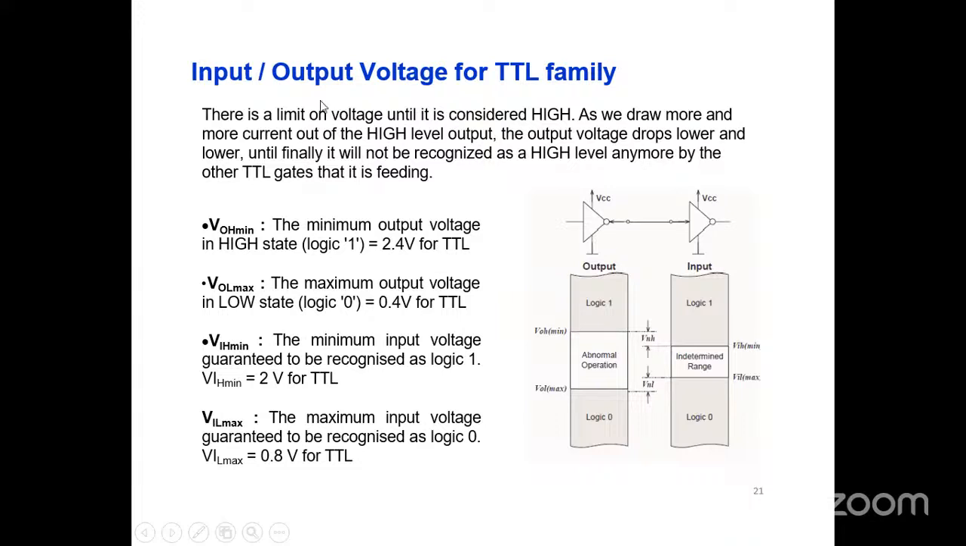Then coming to the input and output voltages. Now the output voltage for high is not 5 volts; from 2.4 volts onwards we consider the logic as 1. And the output for logic 0 is not 0 volts; at most 0.4 volts is the maximum that we can have. The minimum input voltage for logic 1 is 2 volts, and the maximum input voltage for logic 0 is 0.8 volts for TTL.